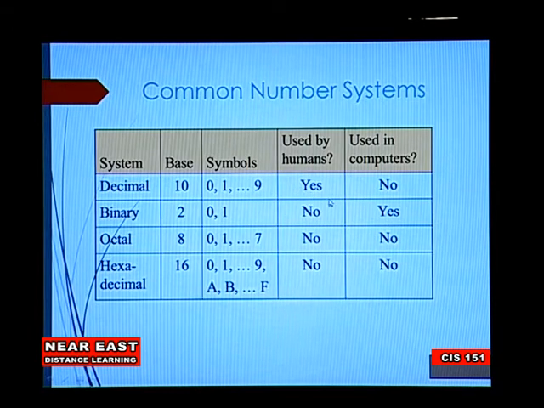Which one is used by humans? Decimal is used by humans. Binary, octal, and hexadecimal are not used by humans. Which number system is used in the computer? Decimal is not used by the computer. Binary is the only one which is used in the computer. Octal is not used by the computer. And hexadecimal is not used by the computer. So all of them are not used except one of them, the binary.